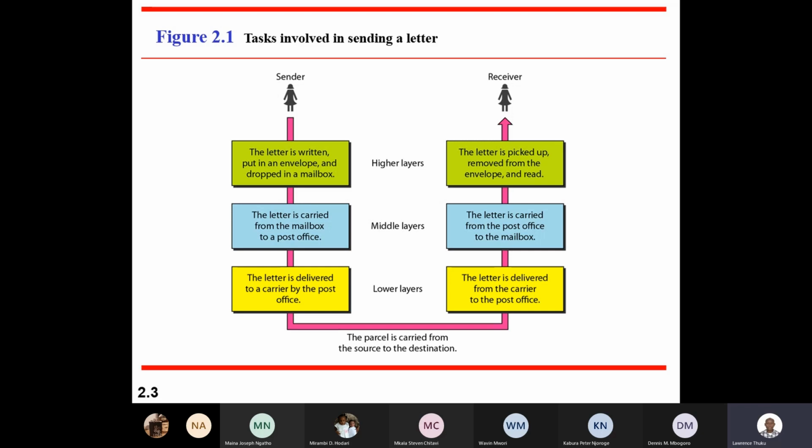So if you look at it from that particular perspective, there are different stages of how this communication takes place. From the point of writing to the point of receiving the letter itself, it has gone through different kinds of stages. So even in networking or data communication, communication takes place in the form of layers, from the very top layer all the way to the lower layers, and again from the lower layers all the way to the higher layers.